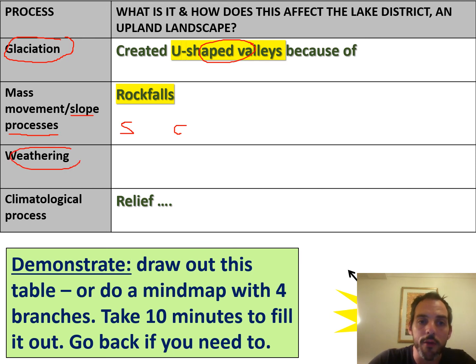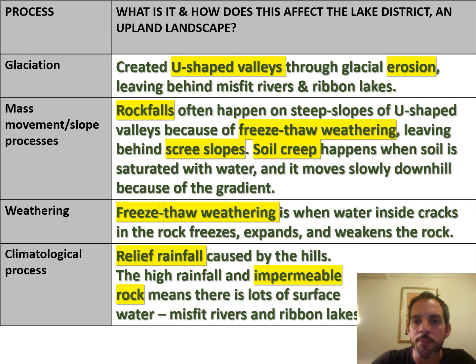The next thing was weathering, and there was a particular type that we looked at, that was freeze-thaw weathering. Great. This is the tricky word, climatological. That means the climate. We learned about a type of rainfall at the start of the lesson. If you need to go back, please do so. Fill this out with some detail. Okay, with your green pen, add in anything that you don't have, please.